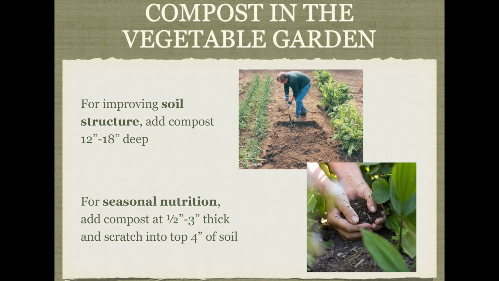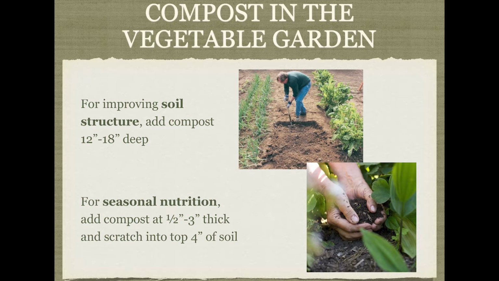So, vegetable garden. These are just some practical, hands-on tips. You might already know this, so it might be a review. There are two different ways that we add compost to the garden, or to our soil or farm. When you're improving soil structure, like maybe you're double digging for the first time, you can add compost 12 to 18 inches deep and dig it in. That's the traditional double digging style.